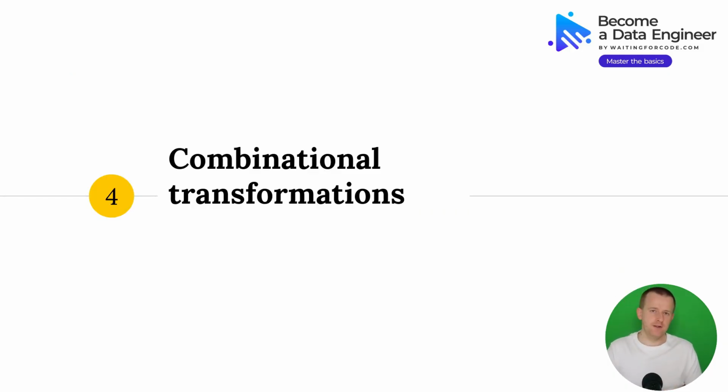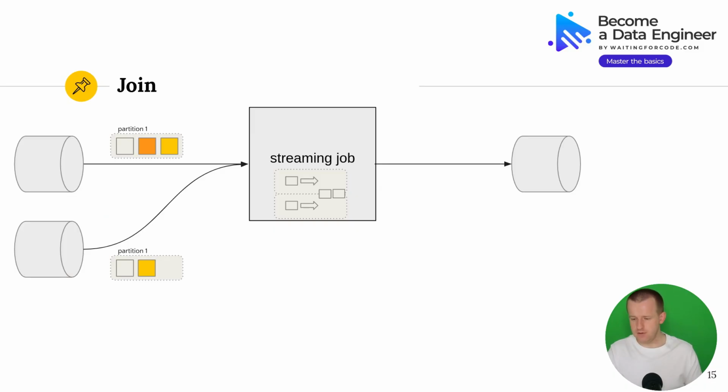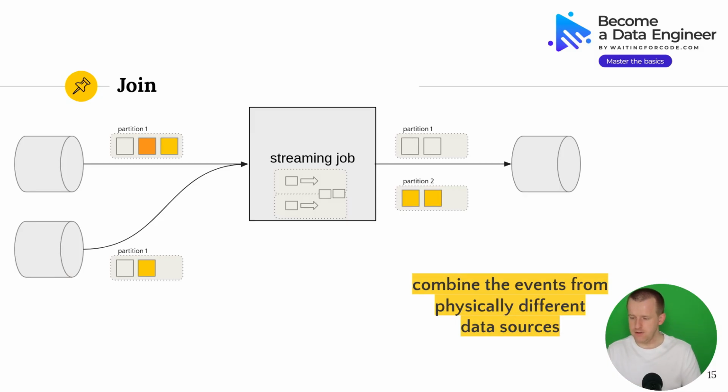If you think that the group transformations are the most challenging, you may be a little bit wrong, because there are combinational transformations that are also quite challenging to work with. The first of them is join. Join takes data from two different streams and combines them into a single processing row, the same partition. The purpose is the combination of different events, or maybe the correlation.